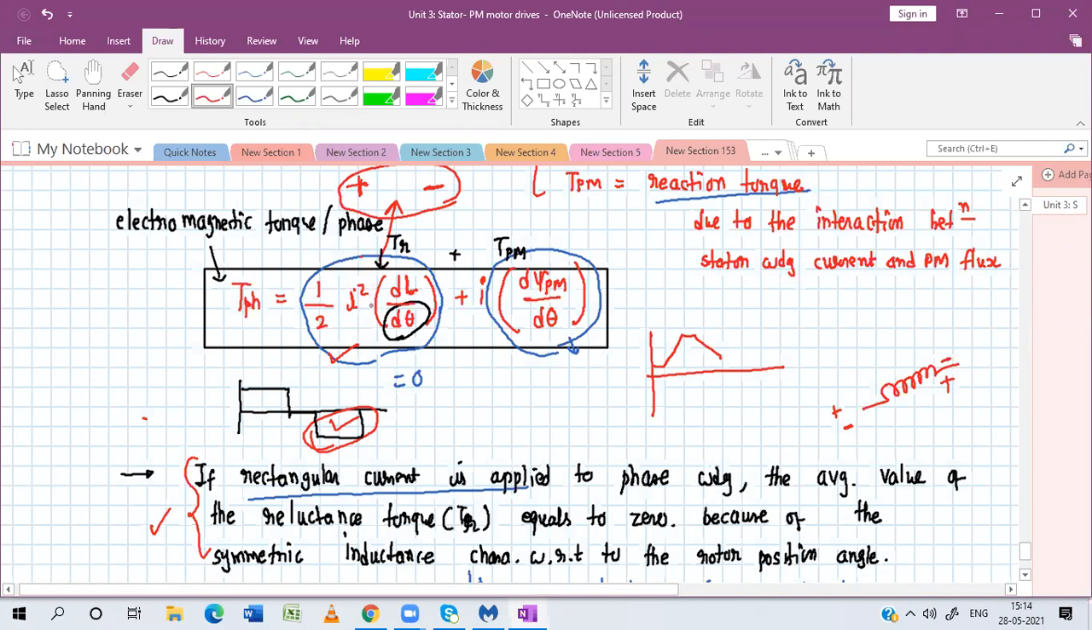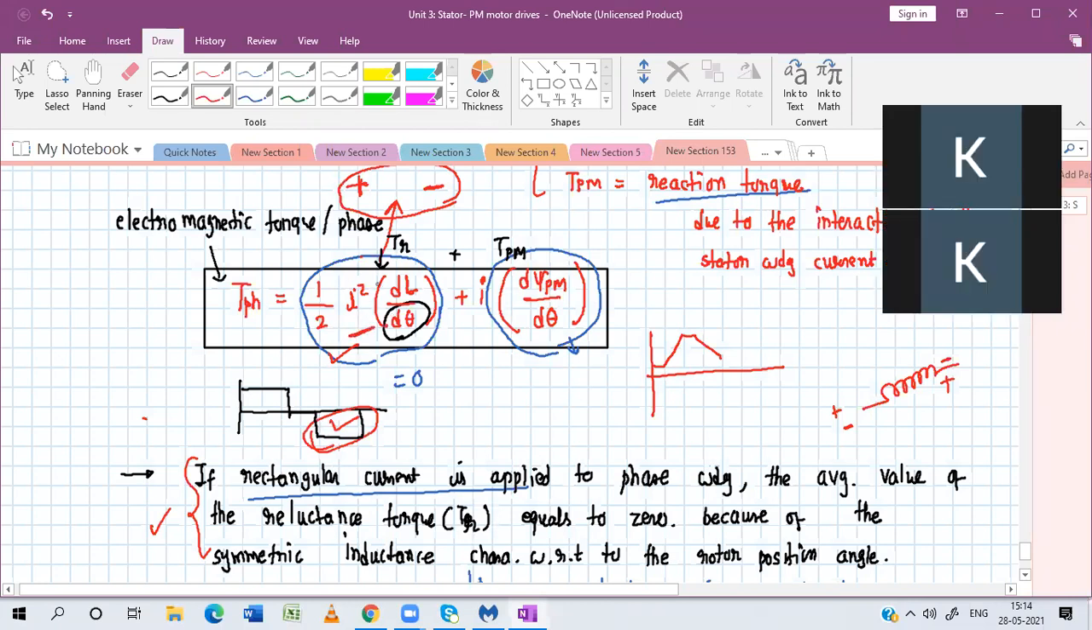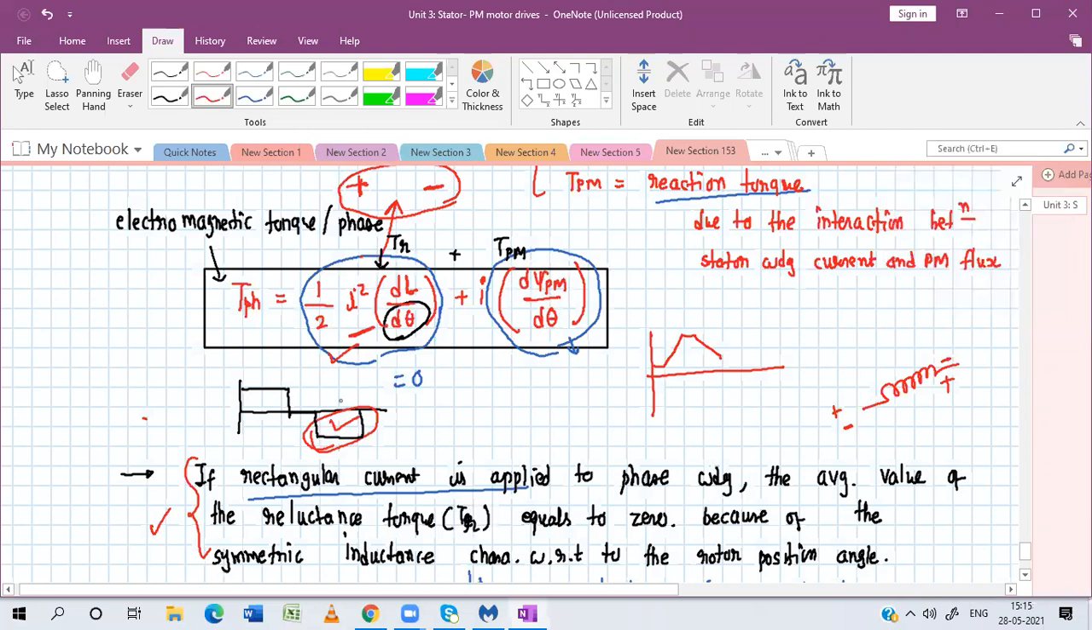Are you getting this? This term is divided into two. One is positive and the other is negative, so the average of this will become zero. Because your current is on both sides, the torque is also on both sides, so the average torque will be zero. Is it clear now?